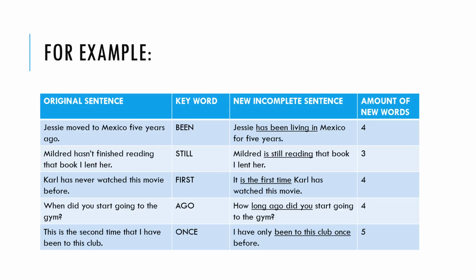Here you have some examples. You have an original sentence, you have the keyword that is given to you, and then you have the new incomplete sentence. So let's say, for instance, Jesse moved to Mexico 5 years ago, and the given word, the keyword, is "been". So the new sentence that will be given to you is: Jesse blank Mexico for 5 years. Here it's already answered: has been living in, and as you can see the amount of new words I used was 4.